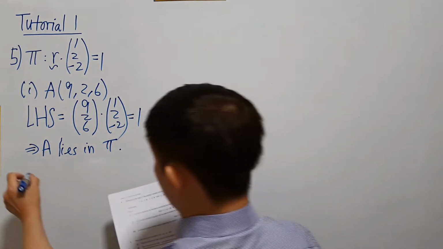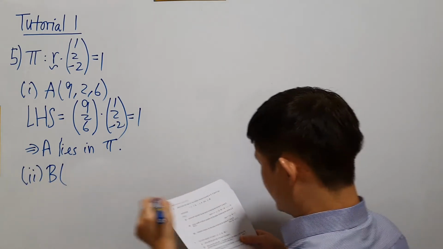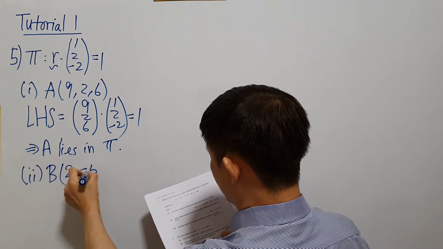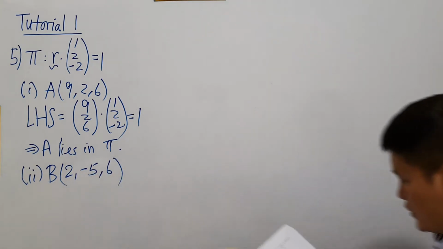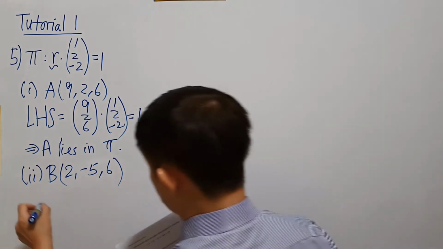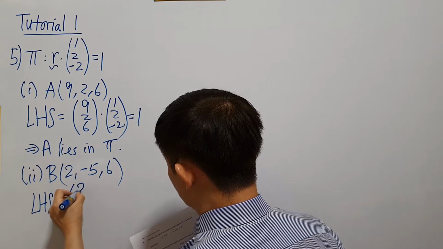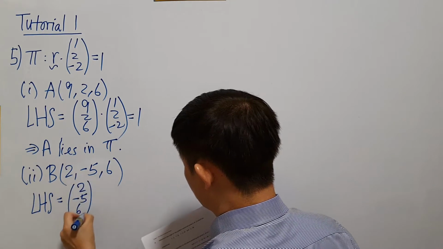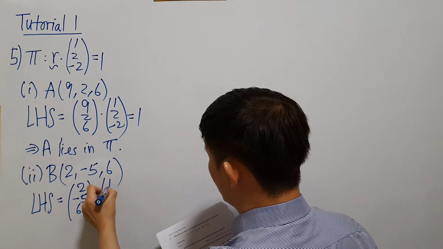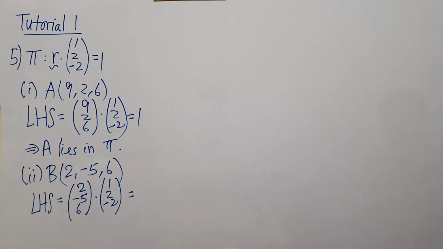Then part 2, you now have a point B. The point B is (2, -5, 6). So you want to show that this point B does not lie in the plane pi. So what you do is, again, you do left hand side. (2, -5, 6) dot with (1, 2, -2). This gives me 2 minus 10, so it's minus 8.